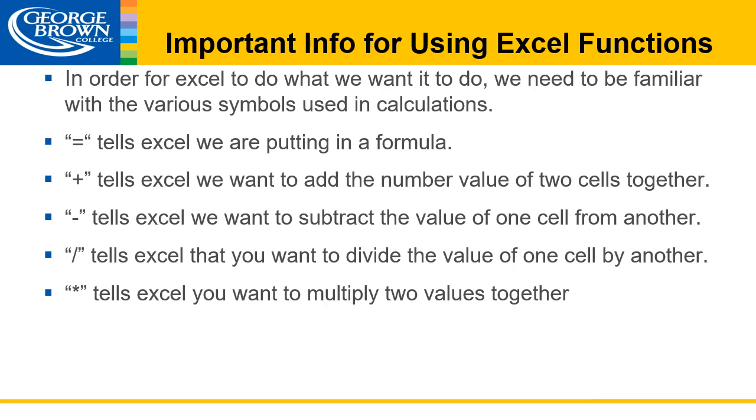So we would hit equals, again, because we're telling Excel we're putting in a formula. We click the one cell that we want to multiply, hit the asterisk, and then click the other cell we want to multiply by. We hit enter, and Excel will multiply those two cells together.